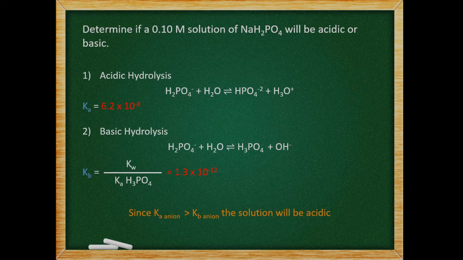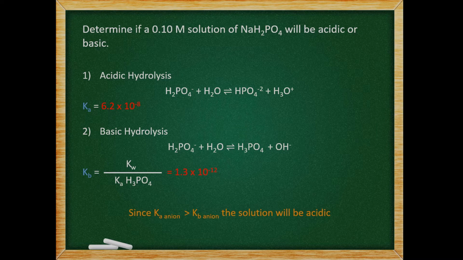Determine if a 0.10 molar solution of sodium dihydrogen phosphate will be acidic or basic. We first write our two hydrolysis equations. In one of them, dihydrogen phosphate will be acting as a weak acid and donate a proton to water. In the other, it will be accepting a proton from water.